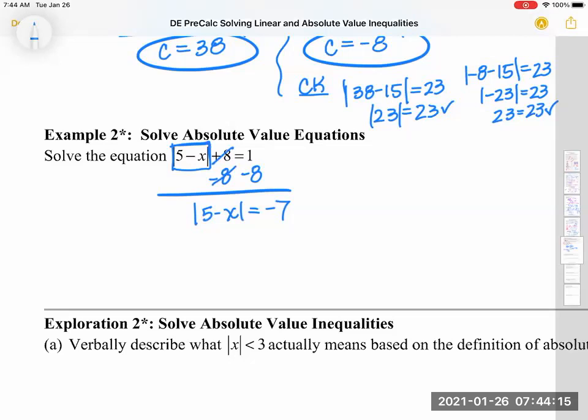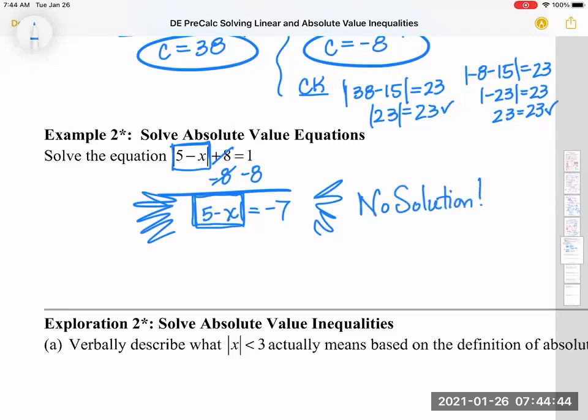Well, let's look at that. You have an absolute value. Now it's by itself, right? You have an absolute value set equal to a negative number. So right now, that is going to be like red flag, alert, warning. That's never going to come out to be a negative number. So this is going to be no solution.